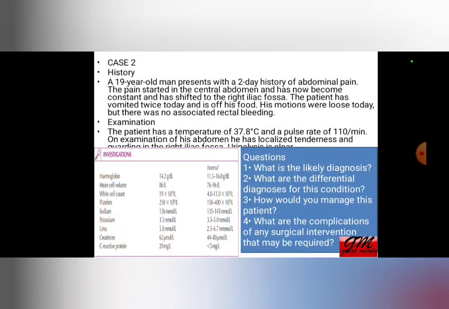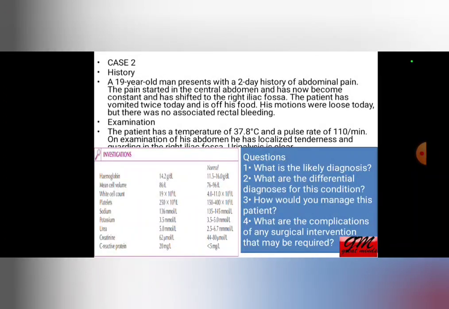Post-op complication based on acute appendicitis, that's locally. You can have fistula formation, like in the case of fecal fistula formations. You can have abscess formation, like in the case of peritoneal abscess, pelvic abscess, and subhepatic abscess. You have abscess formation as a post-operative complication.